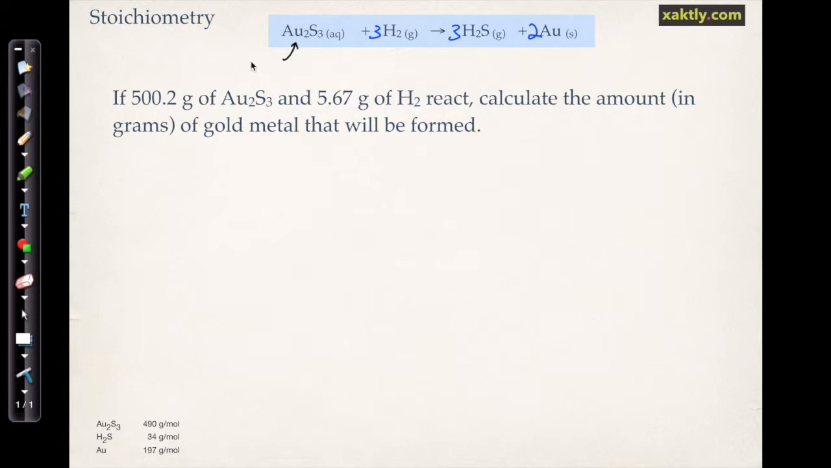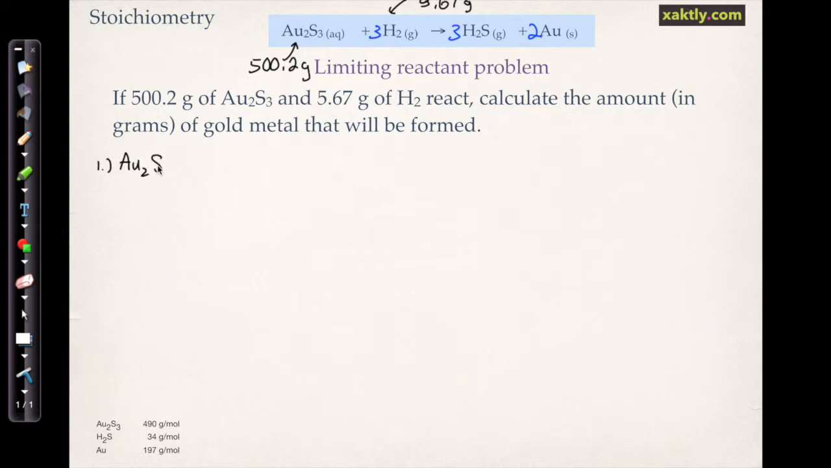Well, we're reacting 500.2 grams of gold(III) sulfide with 5.67 grams of hydrogen gas. Whoops, I wrote that off the page. Sorry about that. And so this is the limiting reactant problem. We don't really know, just by looking at the masses, which reactant is going to be the limiting reactant. So what we've got to do is check each of the reactants and ask how many moles of gold metal that mass of reactant would make if there was an unlimited amount of the other reactant.